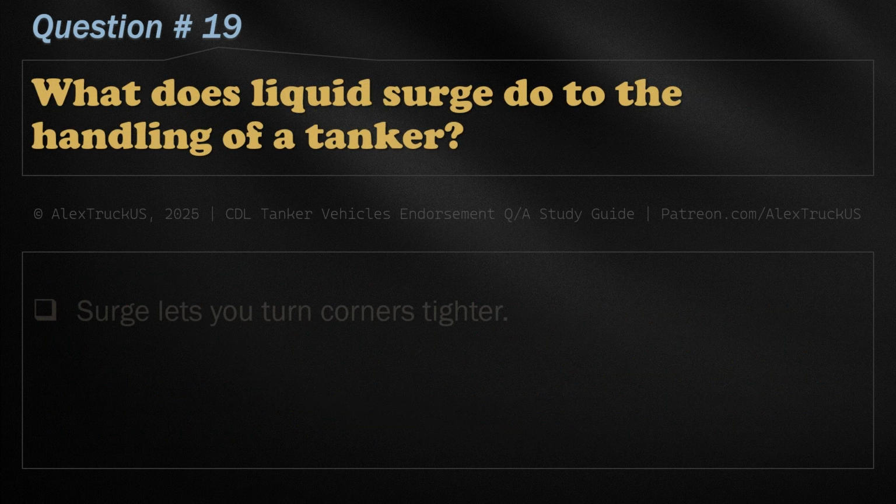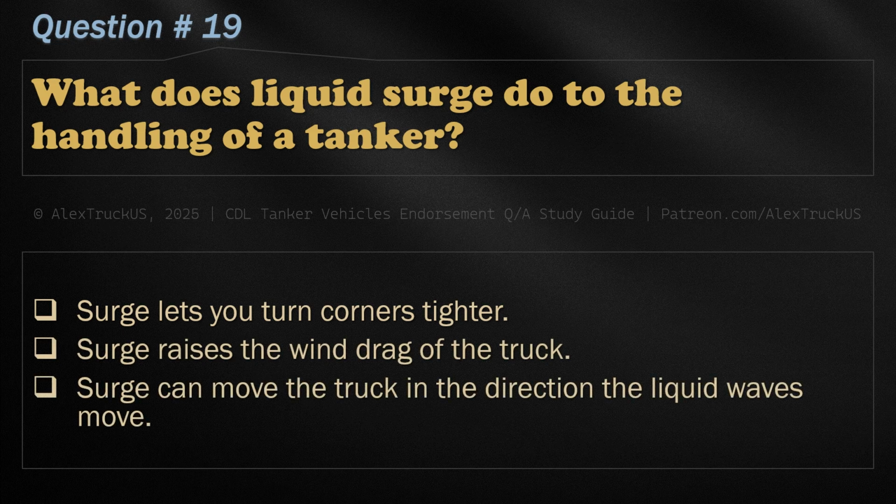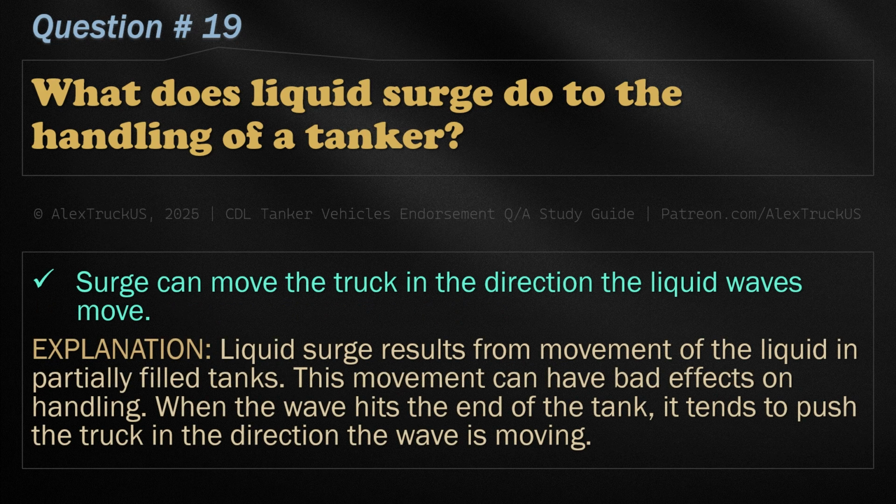Question 19. What does liquid surge do to the handling of a tanker? Surge lets you turn corners tighter. Surge raises the wind drag of the truck. Surge can move the truck in the direction the liquid waves move. Correct answer is: surge can move the truck in the direction the liquid waves move. Liquid surge results from movement of the liquid in partially filled tanks. This movement can have bad effects on handling. When the wave hits the end of the tank, it tends to push the truck in the direction the wave is moving.